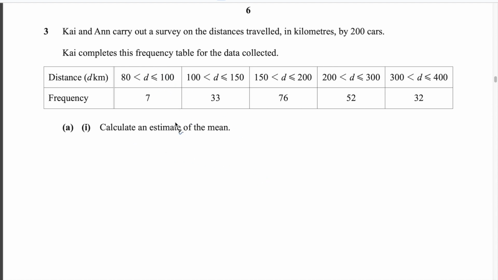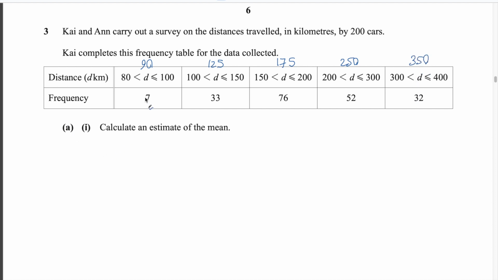In order to find the mean for grouped data, first we need to find the mid value of each interval. So it is 90, between 80 plus 100 divided by 2, 90. Then this one, 100 plus 150 divided by 2, 125. This one, 175. This 250. And for this one it will be 350.